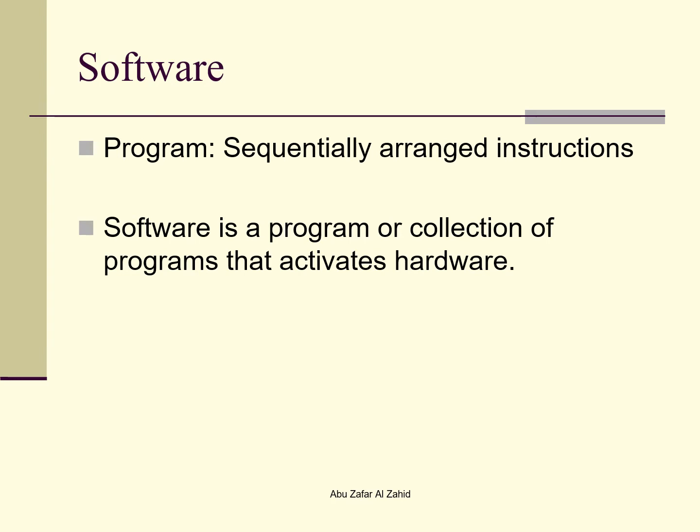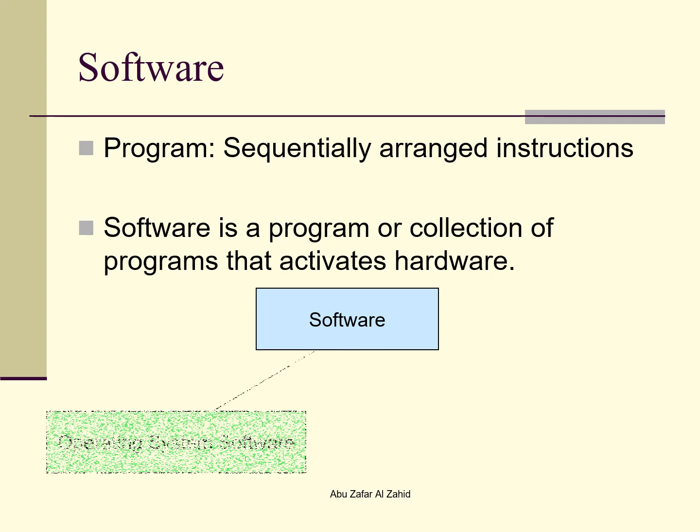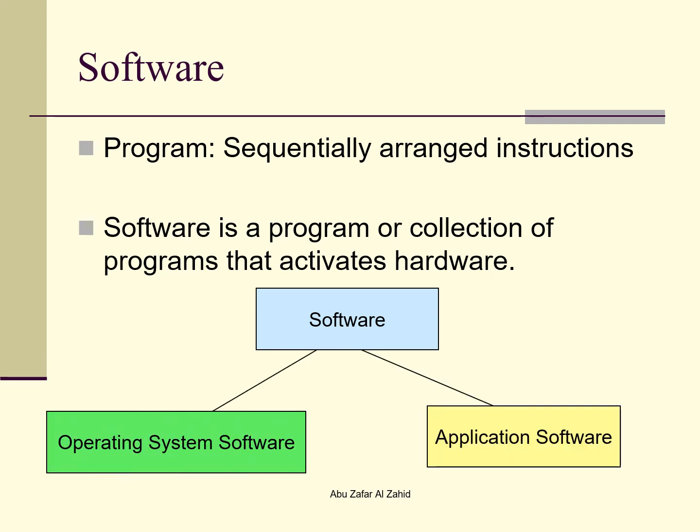Software. Software are programs that are sequentially arranged instructions. Actually, software is a program where information is sequentially arranged. Software is a collection of programs that activates hardware. Basically, software controls our hardware. Software has two types: operating system software and application software.